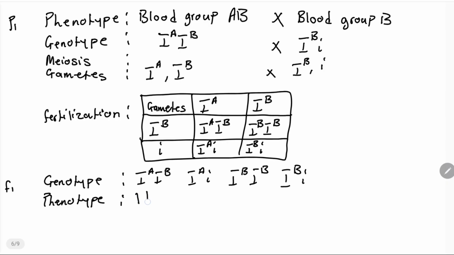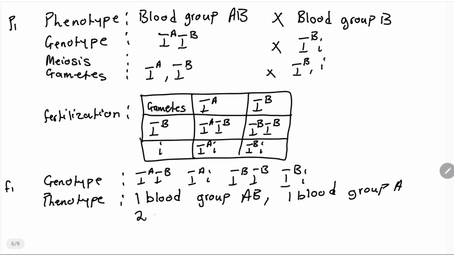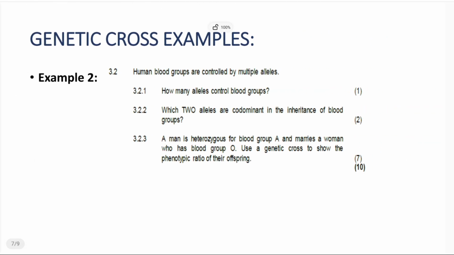So we're going to have one blood group AB, right? We're also going to have one blood group A. And then finally, we're going to have two blood group B. And that is our genetic cross done. Let's continue again and do another example.